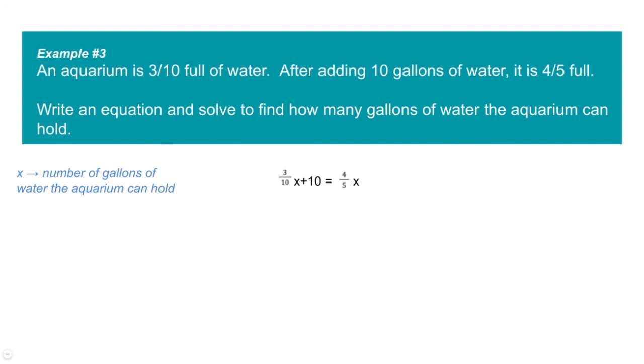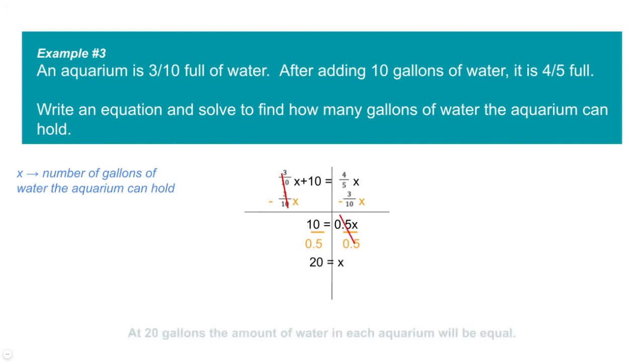So I'm going to start by getting all my variables to one side, subtracting 3/10 x from both sides, and then dividing by 0.5. So 20 equals x. So 20 gallons is the amount of water the aquarium can hold.